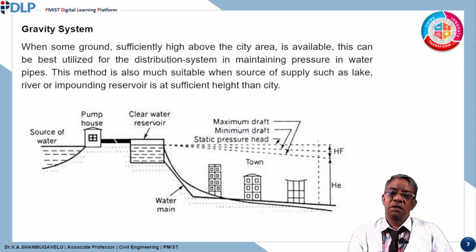The first one is the gravity system. When some ground sufficiently high above the city area is available, it can be best utilized for the distribution system in maintaining the pressure in water pipes. This method is also suitable when the source of supply, such as a lake, river or impounding reservoir, is at sufficient height above the city. The diagram shows the details of the system.